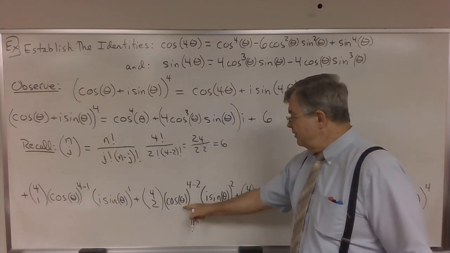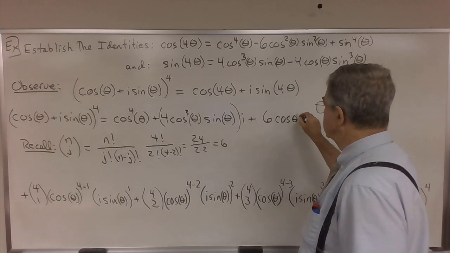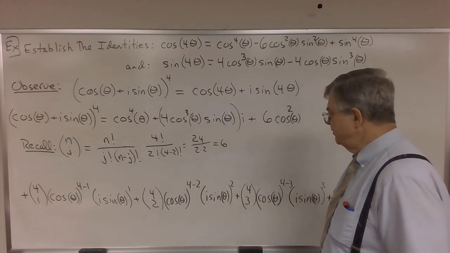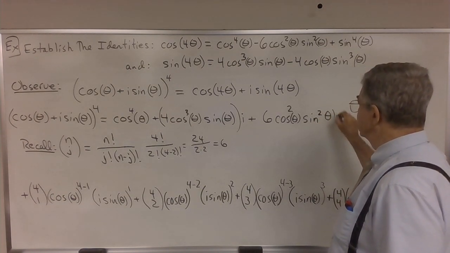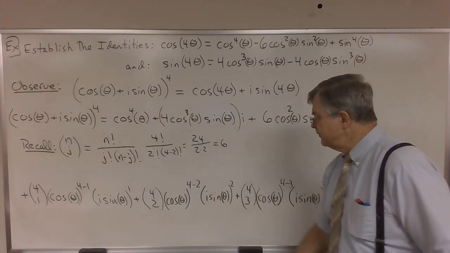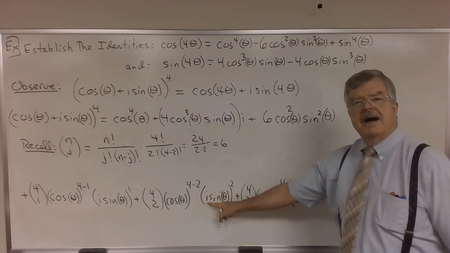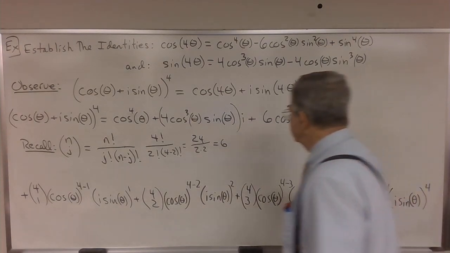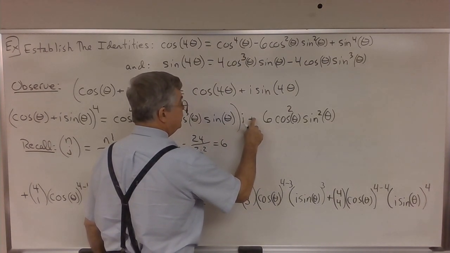And we have cosine theta squared and i sine theta squared. So I'll put the sine squared theta here. But I'm also squaring i, and the i squared is -1. So that means I have to change this plus sign to a negative sign, and that's my i squared.